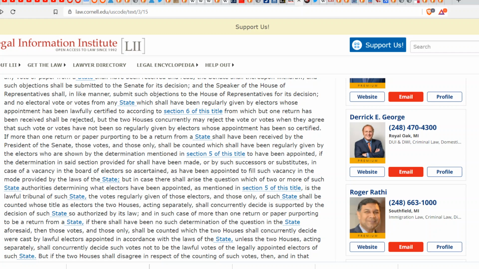Also, if there are any objections to the returns from any state, they must be resolved before the process can continue to the next state. And a quote from U.S. Code 3: no votes or papers from any other state shall be acted upon until the objections previously made to the votes or papers from any state shall have been finally disposed of.